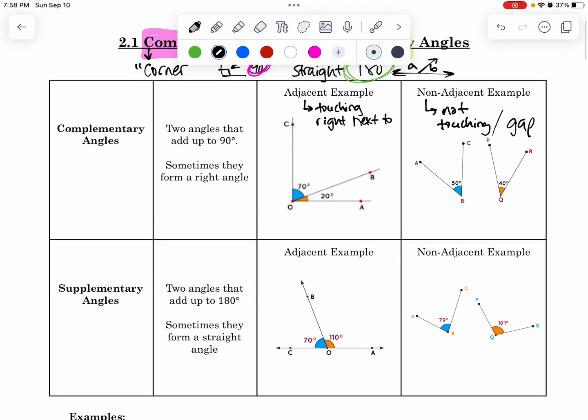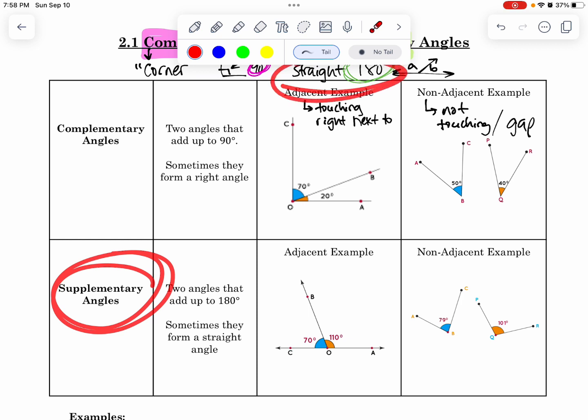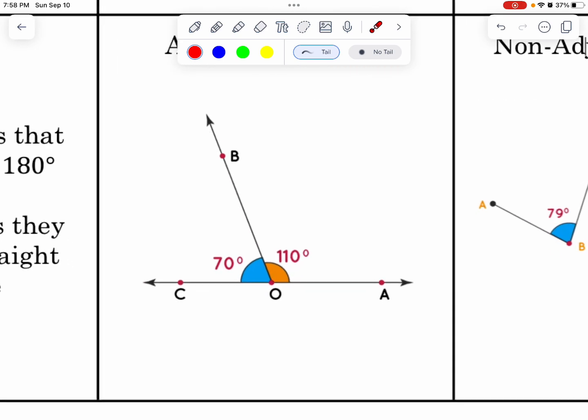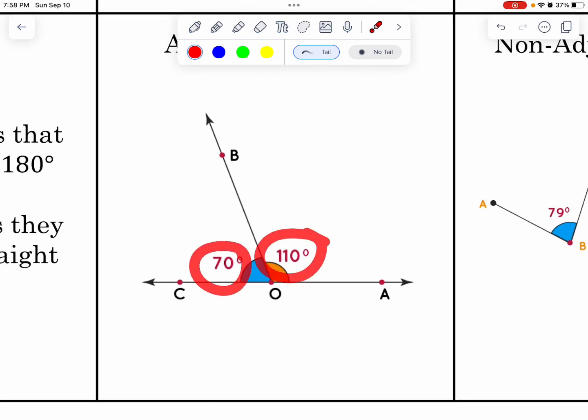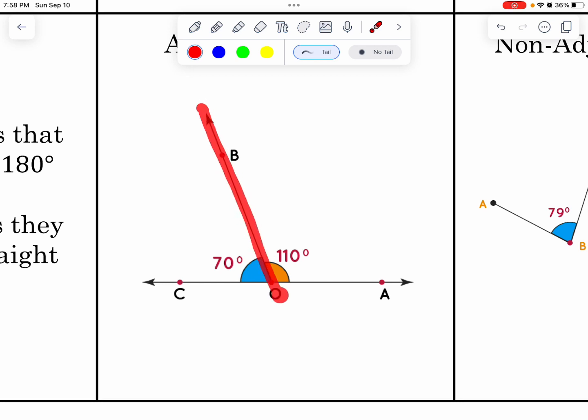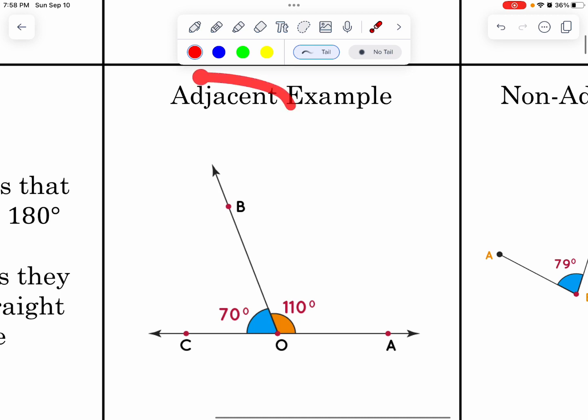We also have the same exact thing for supplementary. So remember, we've got supplementary here. Supplementary means straight, 180 degrees. So we have two angles that I have right here that add up to 180. And if we take 70 and 110 and add those together, that makes a straight line. Look, when you put them together, they form a straight angle. And they are sharing this ray right here. They are touching. They share a side. That means that they are adjacent.